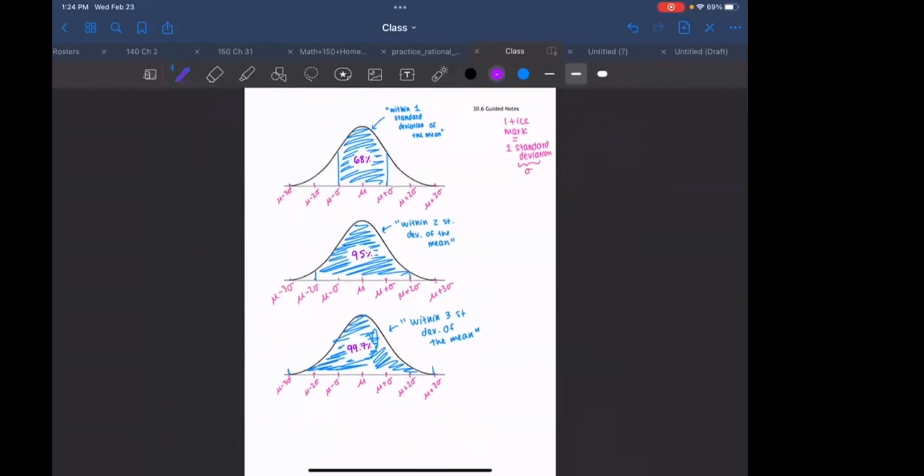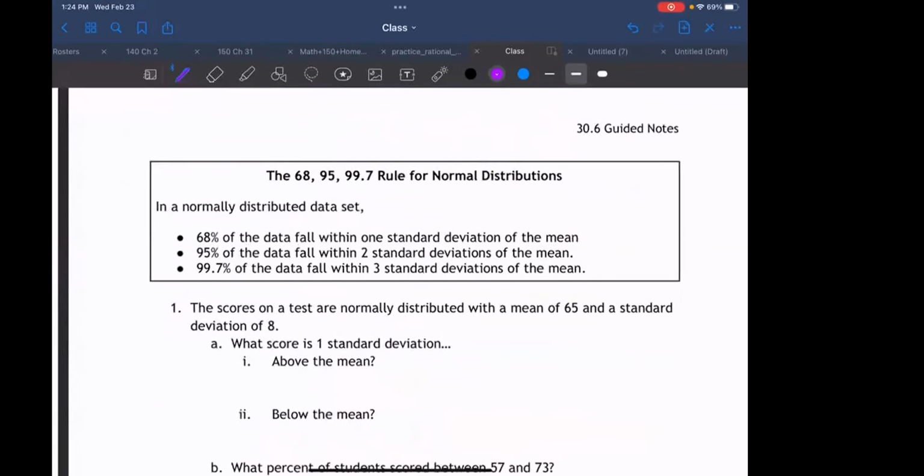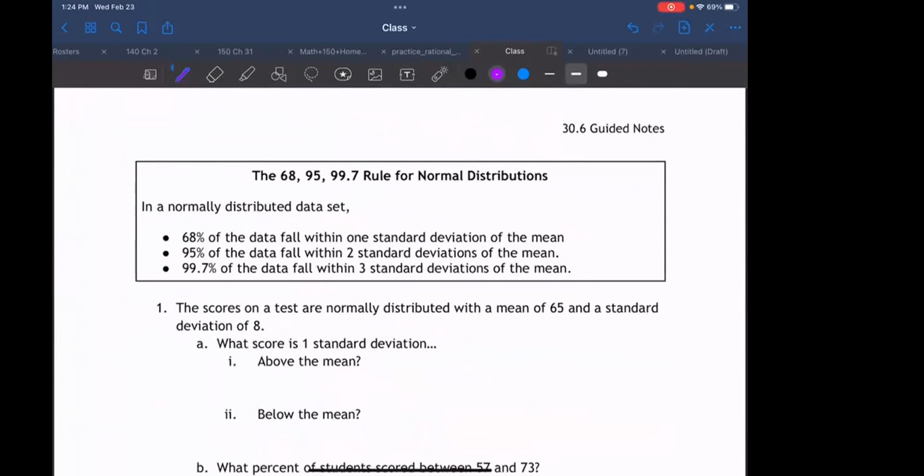Okay. We actually have a name for this. It's called the 68, 95, 99.7 rule. Pretty creative name there. For a normal distribution, this is also called the empirical rule. And what this states is as long as we know that the distribution is normal, 68% will fall within 1 standard deviation, 95% between 2, 99.7% between 3 standard deviations. Okay, let's see how we can ask questions about this sort of topic.